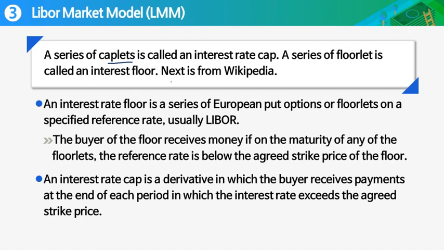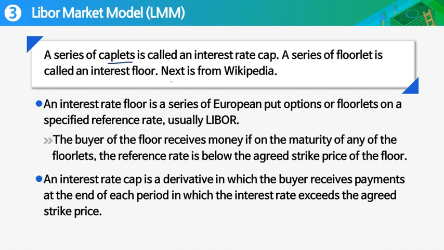An interest rate floor is a series of European put options or floor rates on a specified reference rate. The reference rate is usually Libor. In most cases, Libor is the reference rate. Now the buyer of the floor receives money if, on the maturity of any of the floor rates, the reference rate is below the agreed strike price of the floor. So the mechanism is exactly the same as a put option.